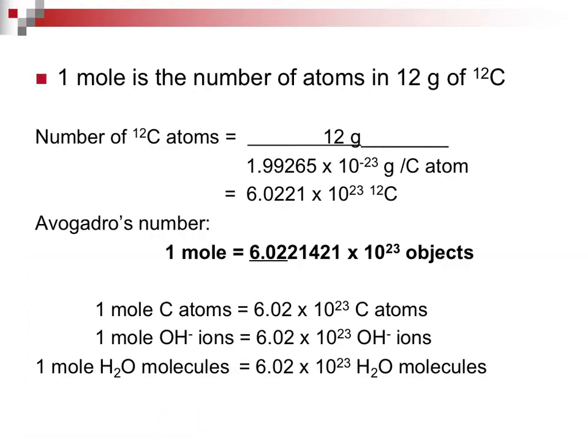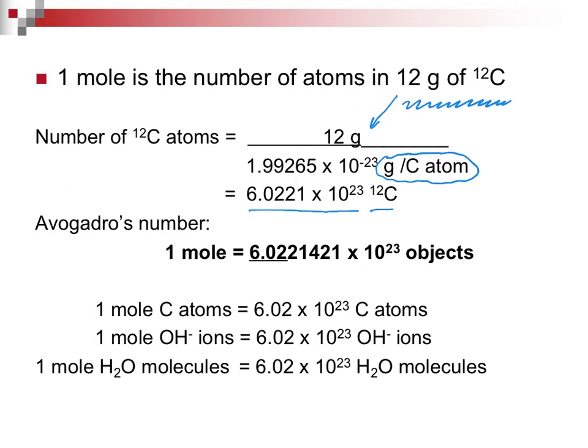All right, 1 mole is defined as the number of atoms in 12 grams of carbon-12. So if I take those 12 grams of carbon-12 and I know the mass of 1 carbon atom, I come up with the number 6.02 times 10 to the 23rd carbon-12s. That is where Avogadro's number comes from.